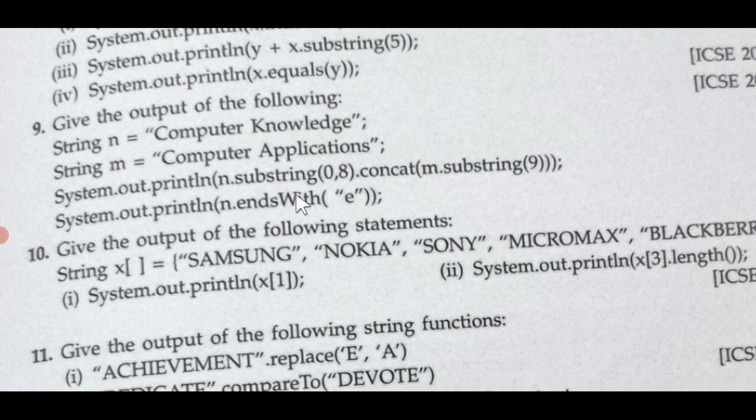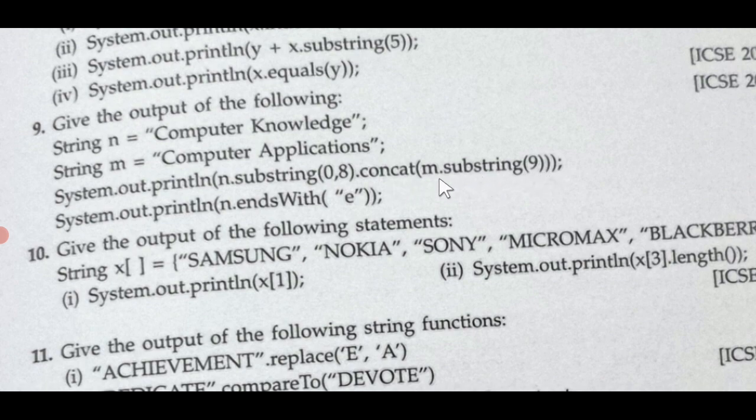After that, give the output of the following: n equal to computer knowledge, then m equal to computer applications, then System.out.println(n.substring(0, 8).concat(m.substring(9))). So here students, n.substring(0, 8), 0 1 2 3 4 5 6 7, 8 will be ignored, so computer will be there, dot concat, then m.substring, what is there, 9.